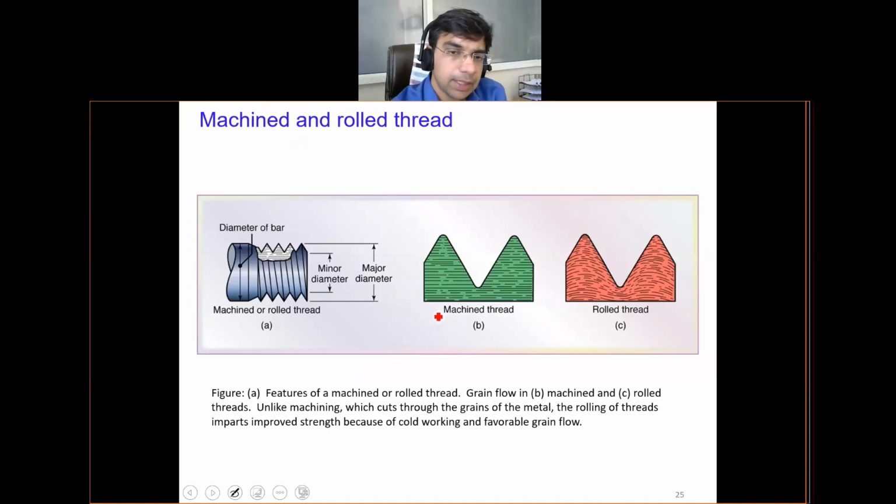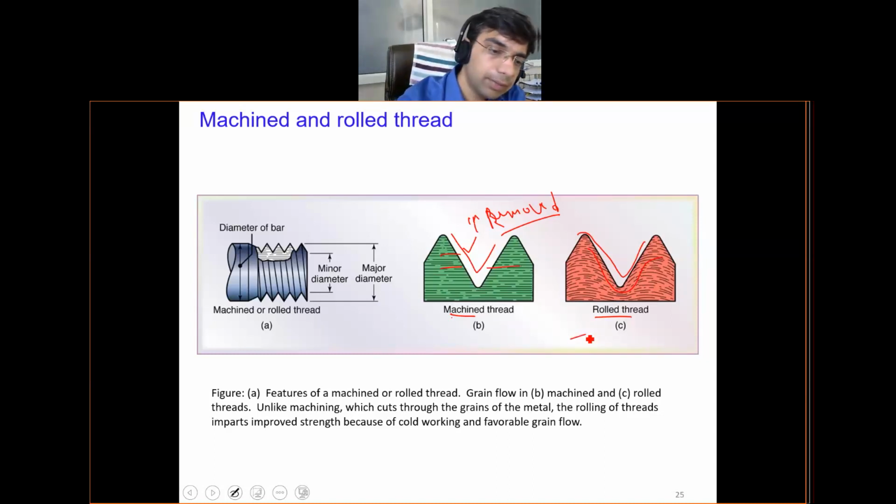If you compare the grain flow in the machined thread and the rolled thread, you will see that in the machined thread, the grain is being removed. From here, the material is removed. Here the material is removed, and in this case, the material is deformed. So the grain structure also deforms here. In this case, it becomes a continuous structure. Such structures are very favorable because of their improved strength.